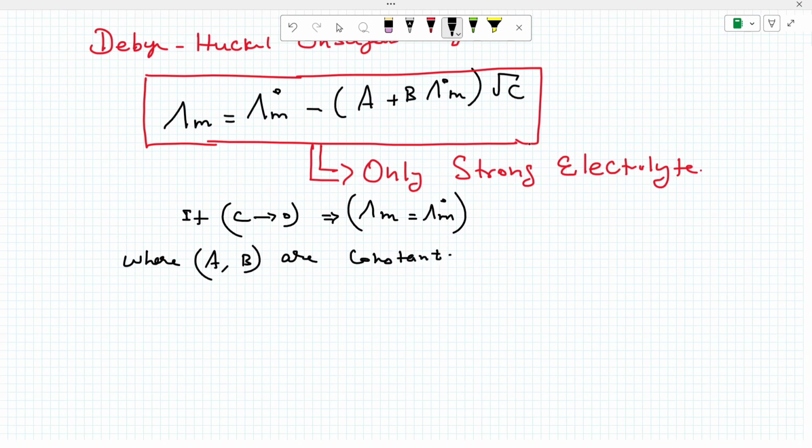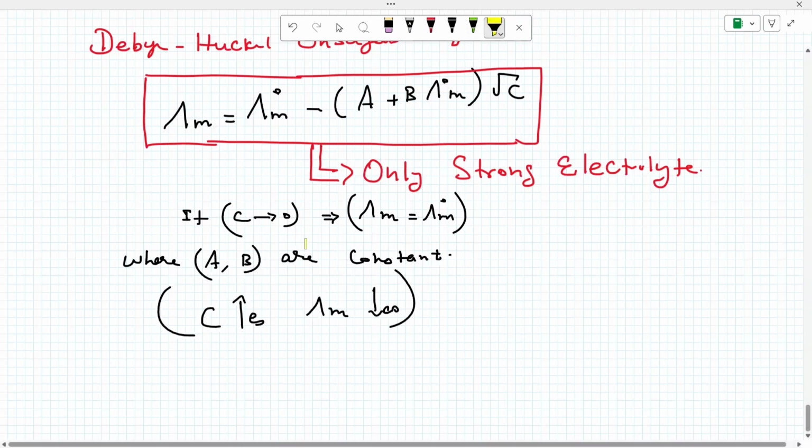But please note. So as concentration increases, lambda m decreases. On dilution, volume increases, concentration decreases. Yes or no? So when concentration increases, lambda m decreases. So with more concentration, there is less conductivity. Okay? This is about today's class.